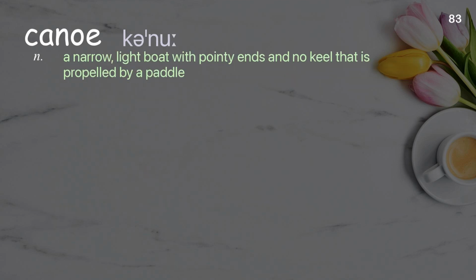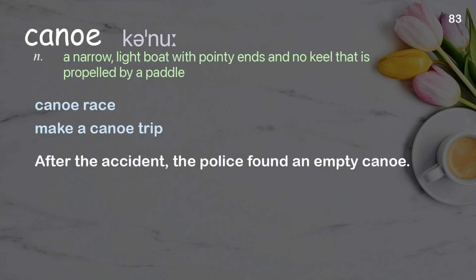Canoe. A narrow, light boat with pointy ends and no keel that is propelled by a paddle. Examples: Canoe race. Make a canoe trip. After the accident, the police found an empty canoe.